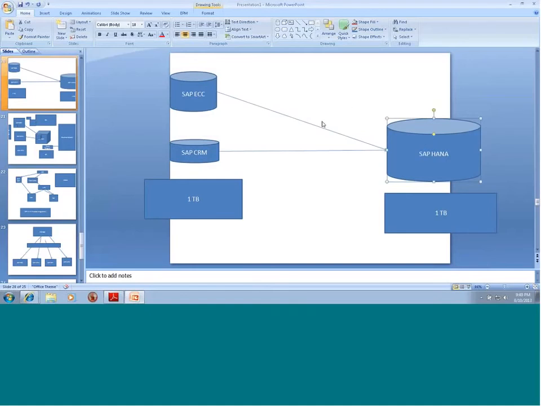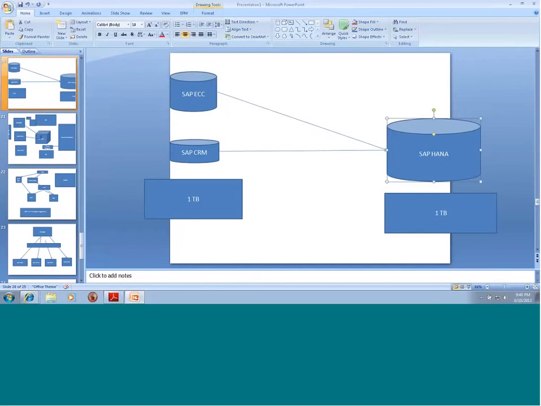Yes. So the concept is, I have to read this table and put it here. So one is the space requirement. The second is the time taken to move this data, transform the data, and put it into the HANA system. It takes a lot of effort. It takes a lot of time.